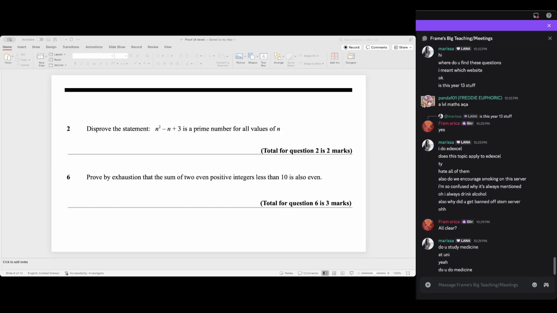So the proof by exhaustion, I would say that 0 plus 0 is even, 0 plus 2 is even, 0 plus 4 equals 4, 0 plus 6 is equal to 6, 0 plus 8 is equal to 8, 2 plus 2, 2 plus 4, they're all divisible by 2, and therefore they all are even. That's basically it, except you write all of it down to prove by exhaustion. So this is the solution.